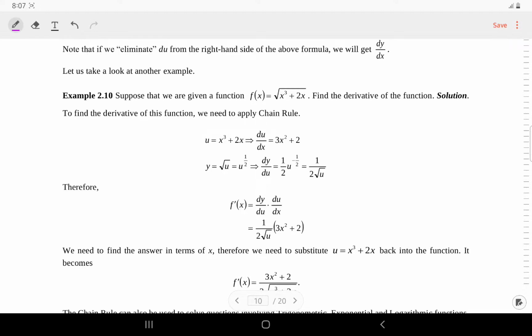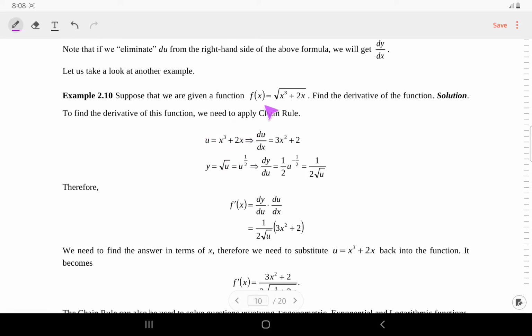In this example, the function we get is a square root: the square root of x to the power of 3 plus 2x. We want to differentiate this function using the chain rule. Look at the solution. First, we need to assume our u. As I mentioned before, u is the simplest form in this function. So in this function, we can choose the term inside the square root as our u: x cubed plus 2x. This is our u, so u equals x cubed plus 2x.